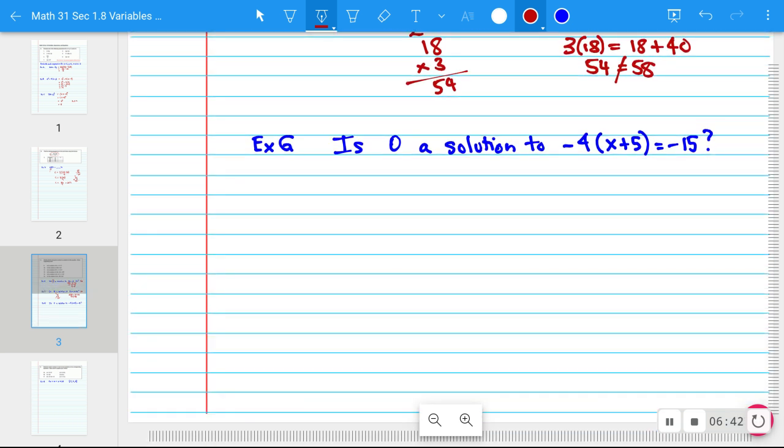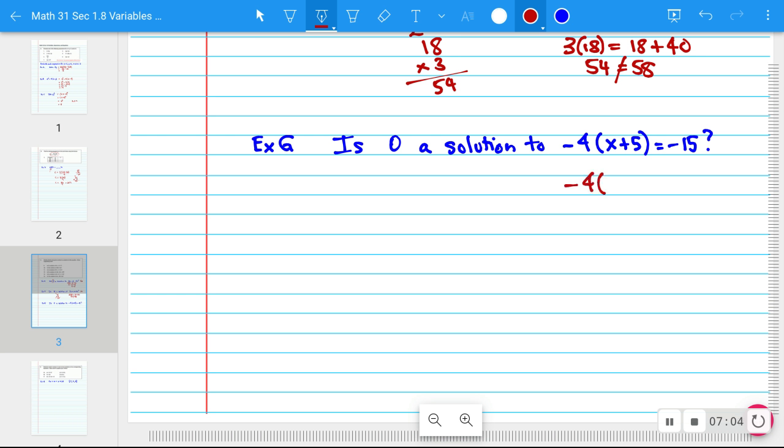Okay, is 0 a solution to negative 4 times x plus 5 equals negative 15? Now, honestly, this problem in your homework, I really haven't gone over how to do negatives yet, so I probably should redo this homework and take this problem out of it or replace it. But anyway, I'll show you how to do it.